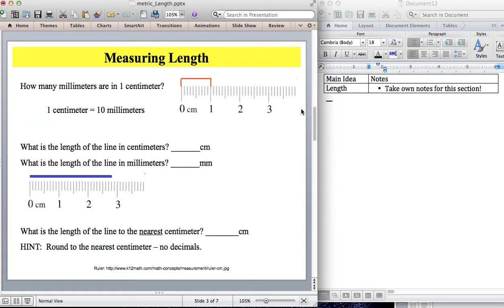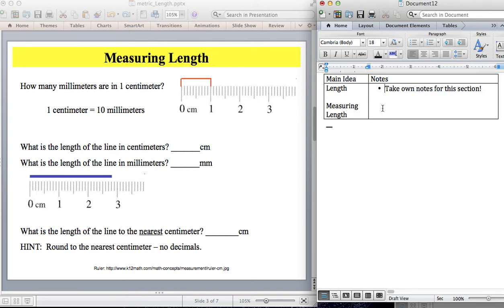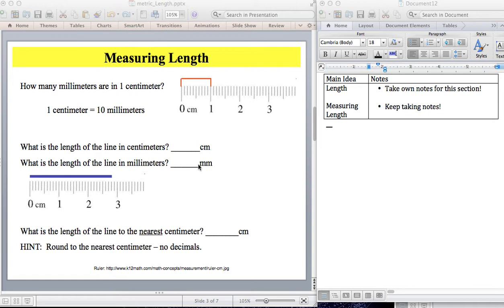So how to measure length? Measuring length, we're going to use a ruler. Keep taking your notes. We're going to line the ruler up with the end of our object, make sure the 0 lines up with the end of the object, and we're going to see how far the object goes along our ruler. On most rulers that we'll use, the centimeters will be labeled. So it'll say 0 and it'll have a little cm on there. The big markings are centimeters. The little markings are millimeters.